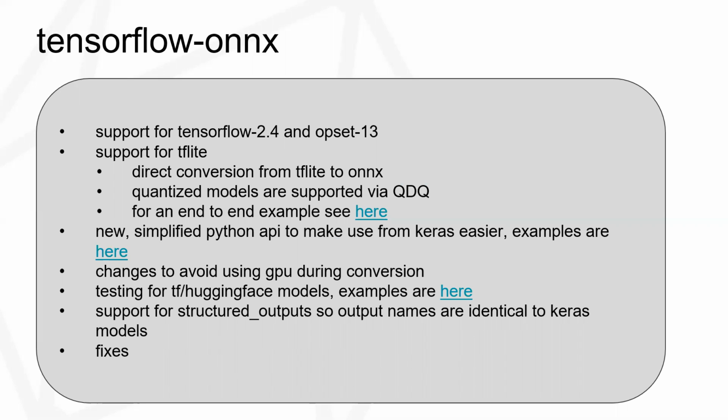We did a lot of testing for TensorFlow Hugging Face models, and we published some examples of how to do this to make this a little bit easier for people. And we added support for structured outputs in TensorFlow. This fixes the issue where you have a Keras model and the output names don't match the Keras model's. And then we added a bunch of random fixes and added support for additional operators in TensorFlow. And with that, I hand over to Kevin to talk about the TensorRT converter.